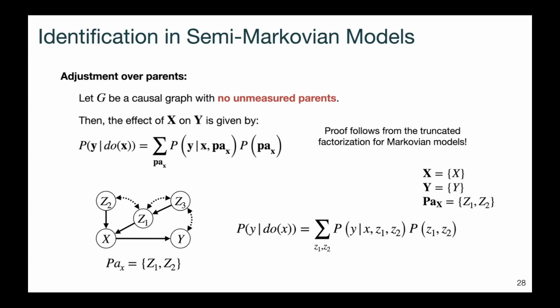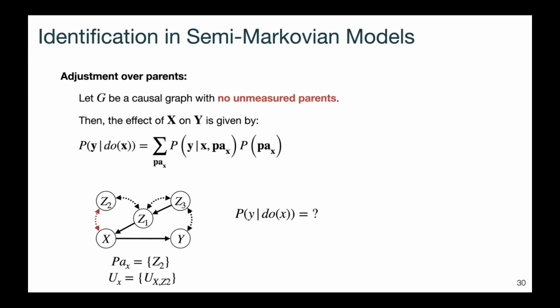Okay, this is nice, but it seems very strong as well, because not always do I have the parents of X. So what happens then when I have a bidirected edge between X and Z2 in this case? Can I just condition on Z1 and Z2 again? What do you think?